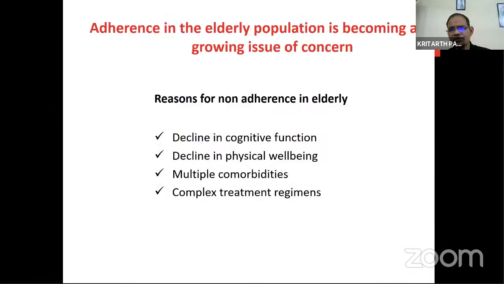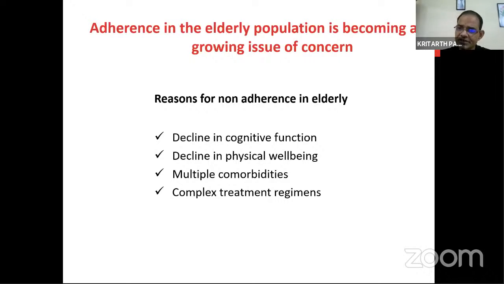Adherence in the elderly population is becoming a growing issue of concern. Reasons for non-adherence in the elderly are decline in cognitive function, the mental status, so sometimes people don't take medicine. Decline in physical well-being: if the physical well-being is not good, then the mental status is definitely deprived, and so sometimes they don't take the medicine. Multiple comorbidity, because of which there is an increased number of medications.